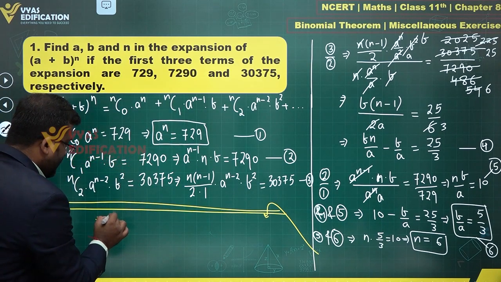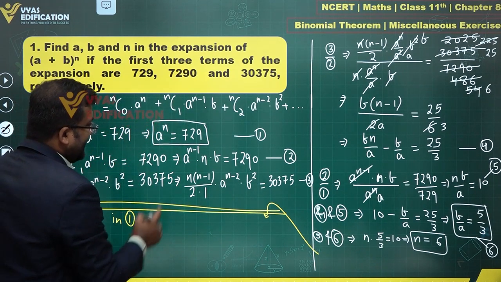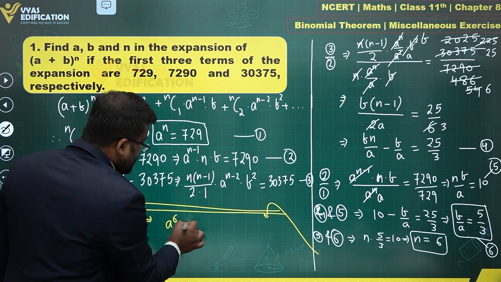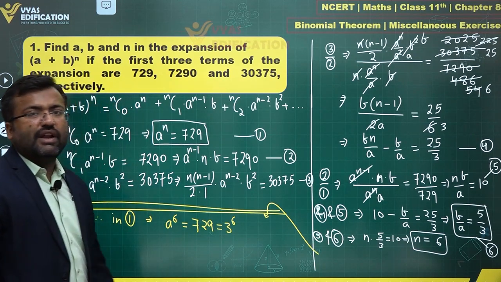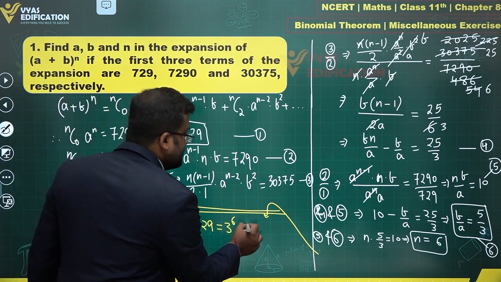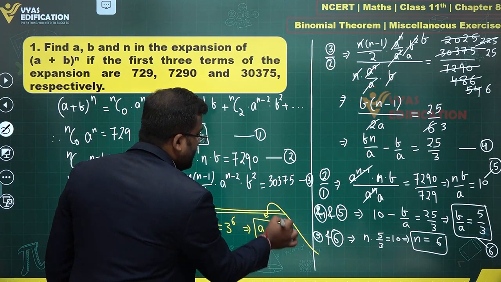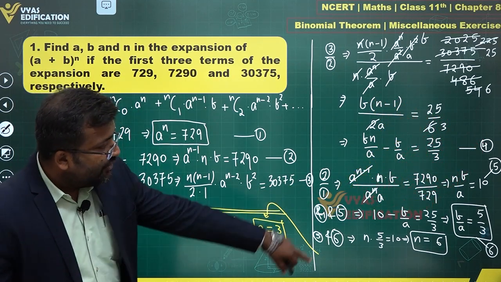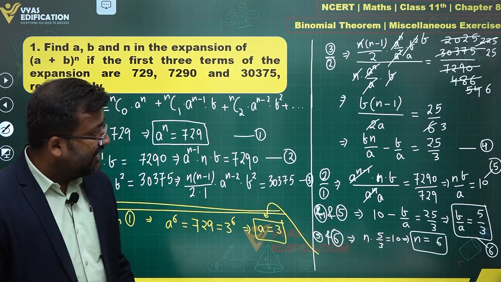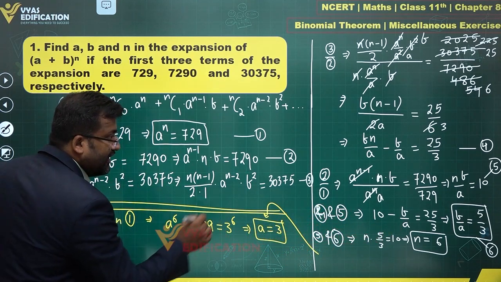Therefore, in equation 1, we get A power 6 is equal to 729, and 729 is 3 power 6. 729 is same as 3 power 6. This gives me A equals 3. We obtained n equal to 6. On the basis of this, A is equal to 3. And do you observe equation number 6? Yes. Can you get the value of A from there? Sorry, can you get the value of B from there?